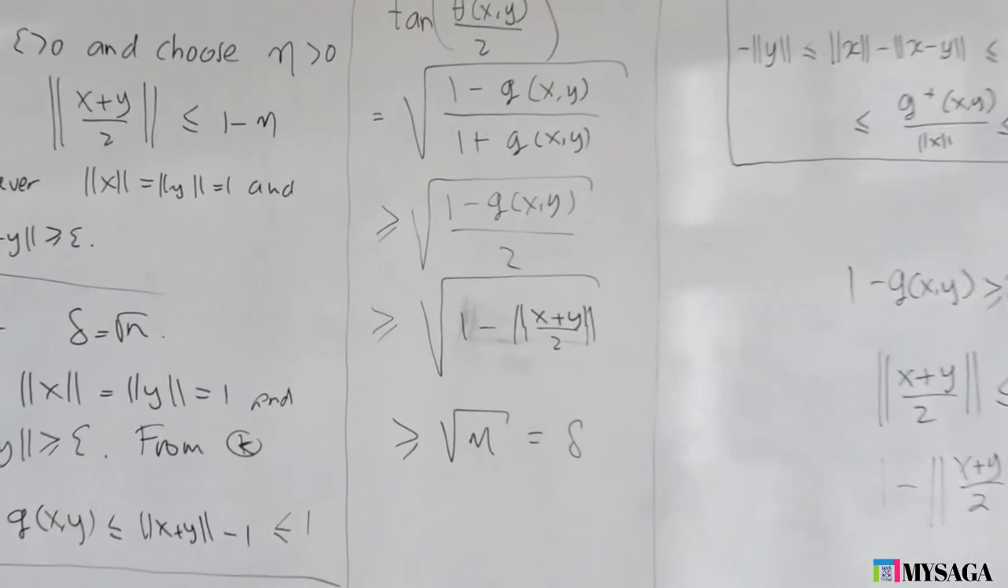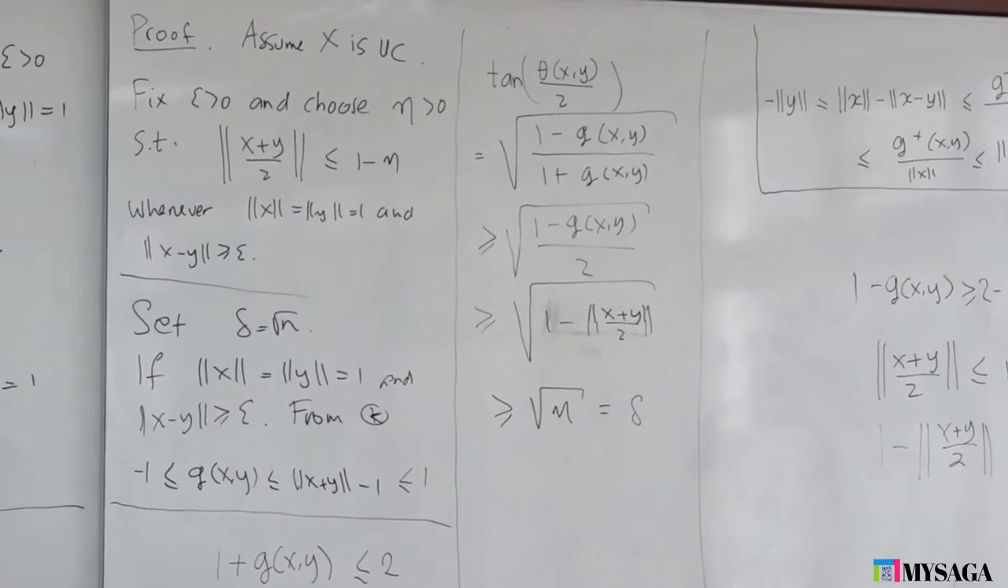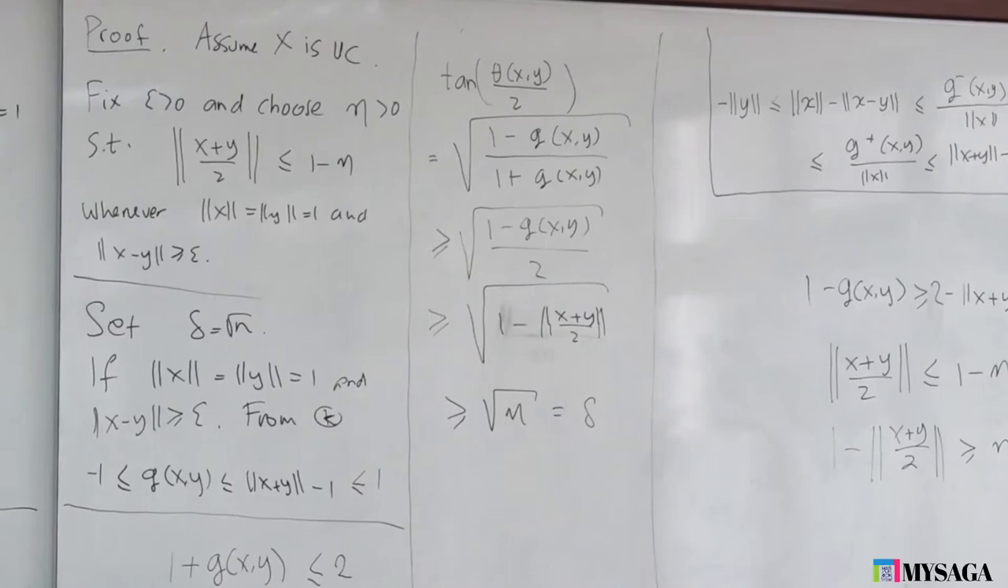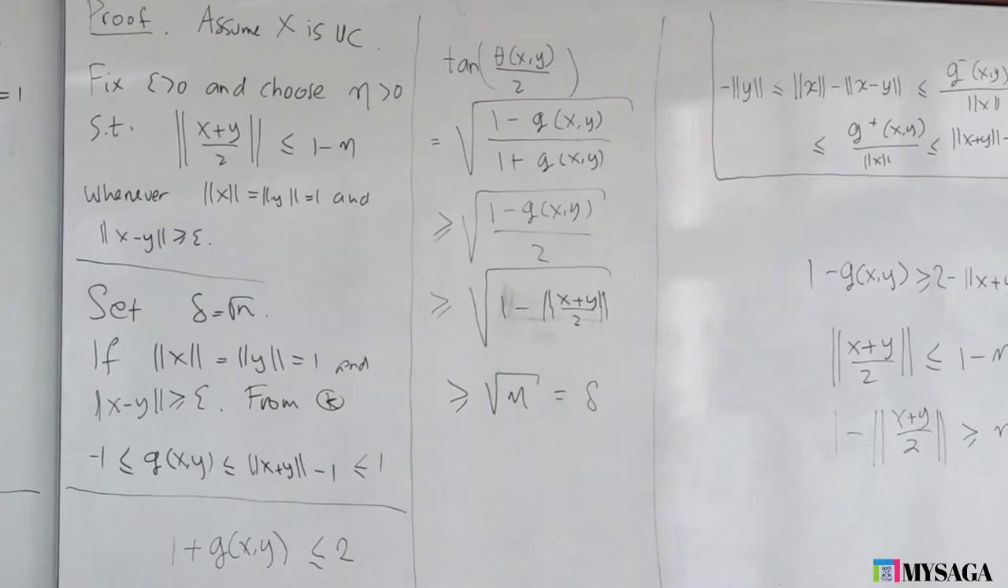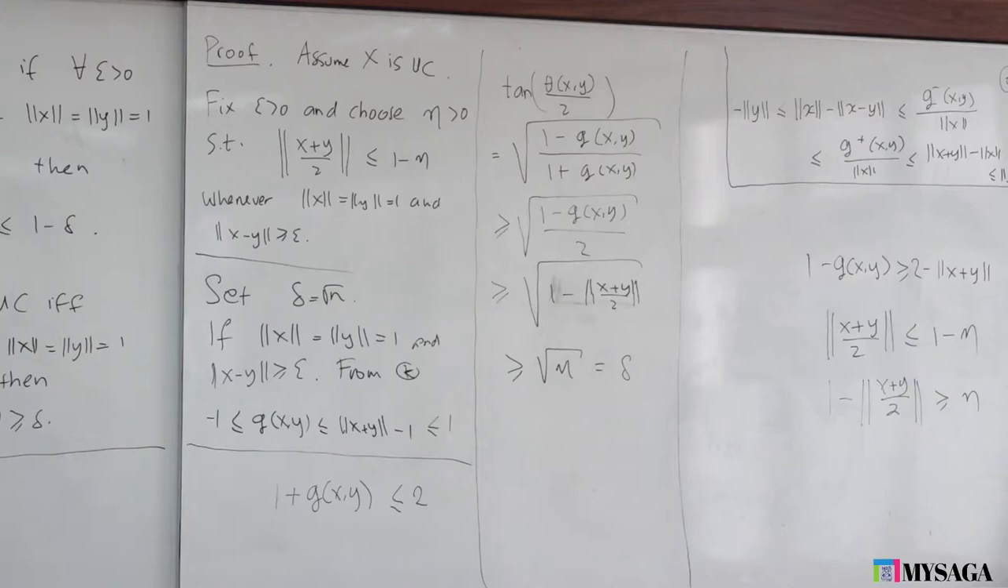Okay. The reason I chose this proof is because I think it's nice to show you how one would work with uniform convexity, the definition, and also how to work with this g concerning thetas and tangent, et cetera, et cetera. A lot of calculation, but it's okay.